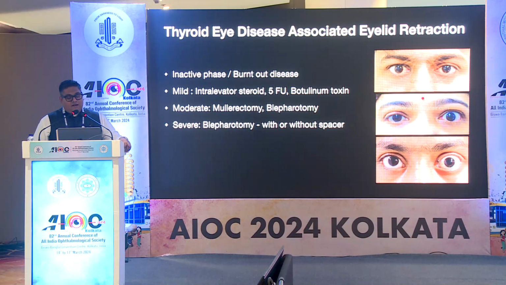If it is mild upper eyelid retraction, an intralevator steroid, either with triamcinolone acetonide, 5-FU, or additionally using 5-FU and botulinum toxin can be given. Now, mild is where the upper eyelid rests at the limbus, as you can see in the top picture. Moderate would be where it is about 2 millimeters above, and severe would be where it is more than 2 millimeters above the upper limbus. In moderate, one can either do a muellerectomy or a full thickness blepharotomy, and in severe thyroid retraction, you can do a complete blepharotomy with or without a spacer graft to be placed to increase the length of the posterior lamella.